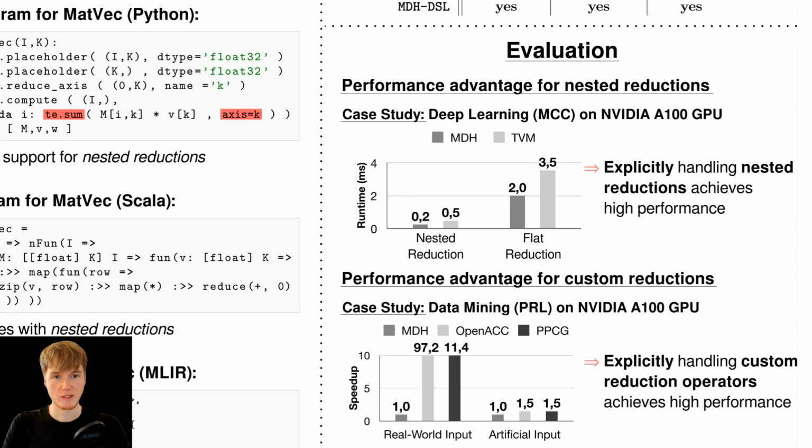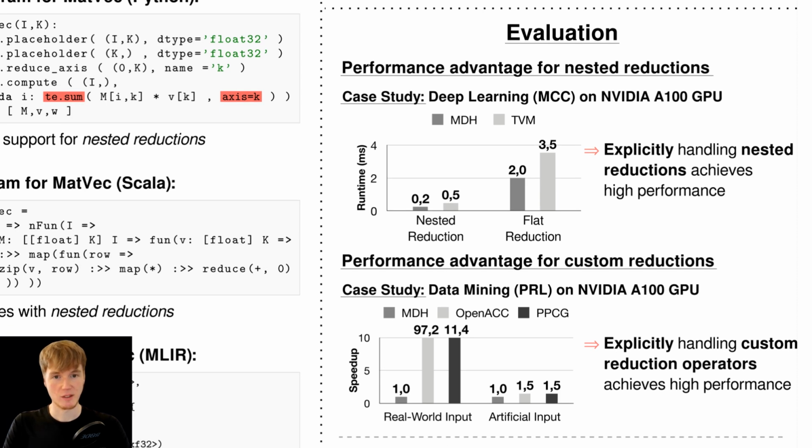We have evaluated Mdh-Dsl for two case studies. The first one is a real-world case study from deep learning, and we can see that explicit support for nested reductions achieves notably better performance than handling nested reductions in a flat manner. And the second one is a real-world case study from data mining, and again, we can see that explicit support for custom reduction operators also achieves notable speedups.